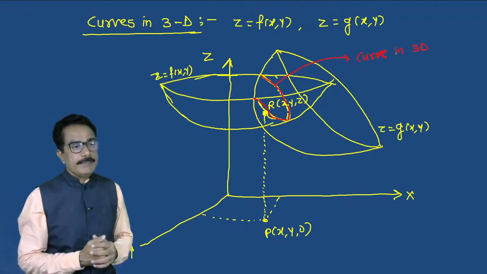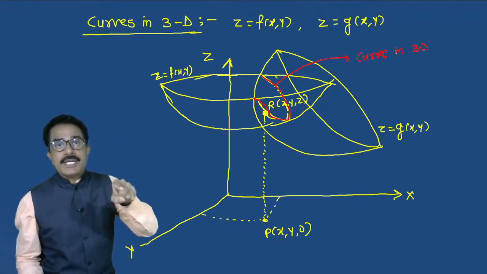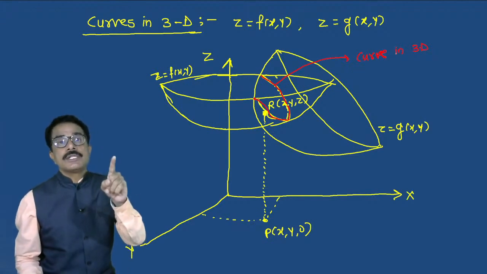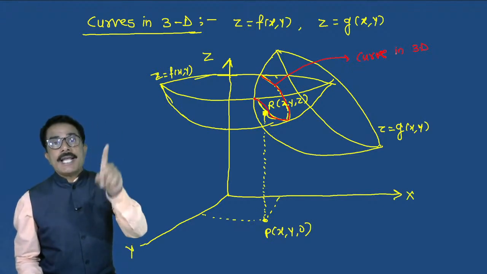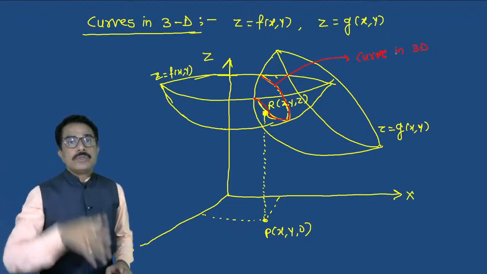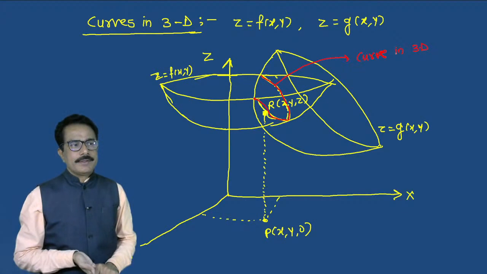And the partial derivative gives the slope of a tangent to the curve. Slope of a tangent to the curve.